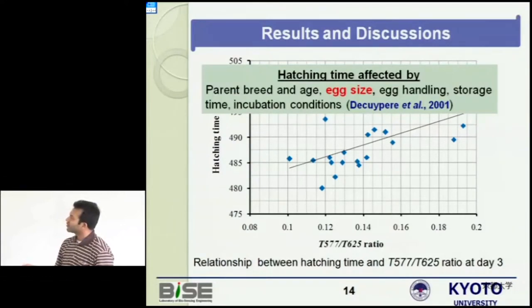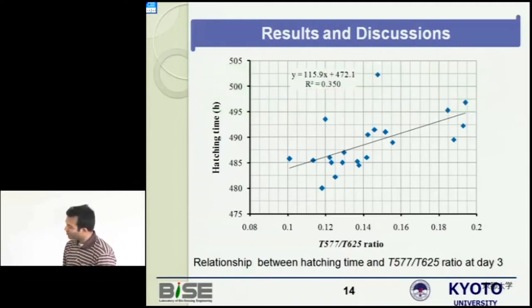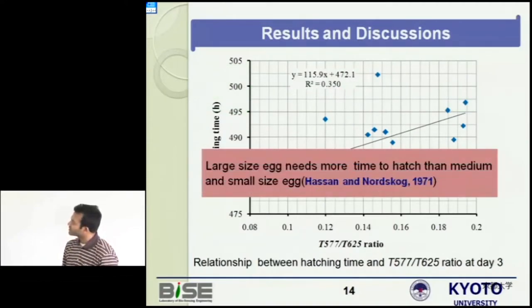Such factors include parental breed and age, egg size, egg handling, storage time, and incubation conditions. In our experiment, we considered all other factors except the egg size, and I also found one previous report that large size eggs need more time to hatch than medium and small size eggs. So in our next experiment, we will consider the size of the egg.